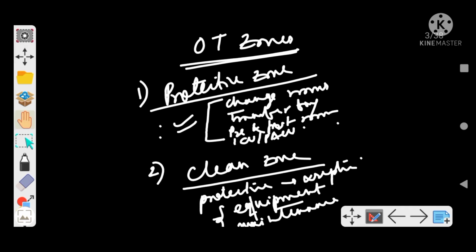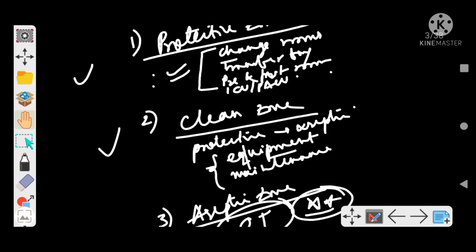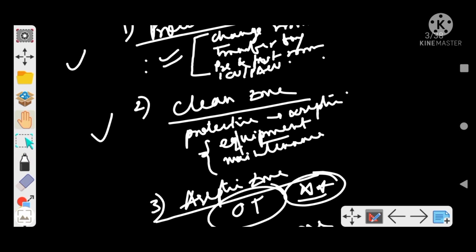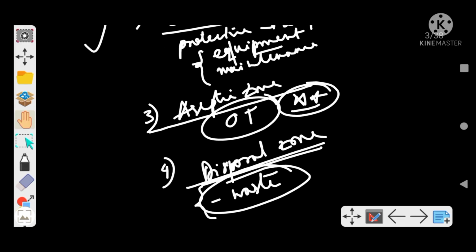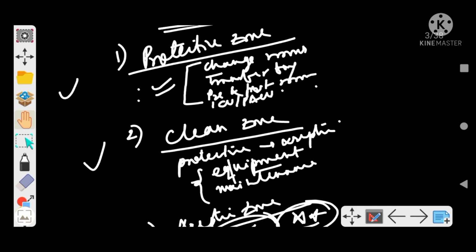So first zone that we will meet is protective zone, where there are change rooms, transfer bays, pre and post-op rooms, ICU or PSU. Second zone is your clean zone, that connects protective zone to aseptic zone, and there is equipment storeroom or maintenance workshop in the clean zone. Next is our aseptic zone, right, where the OT is performed, and final zone is our disposal zone, where we dispose of all the wastes. So these 4 are very important.